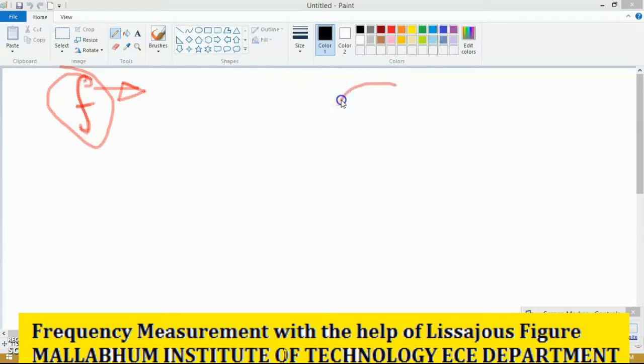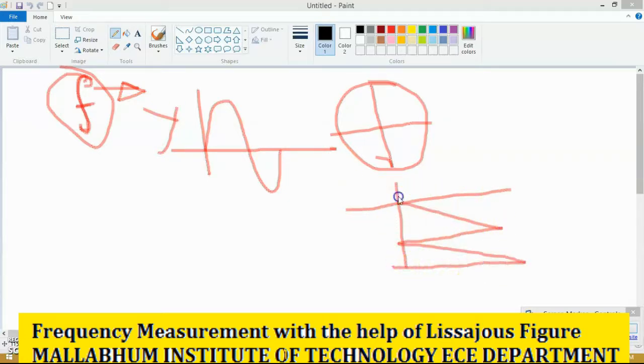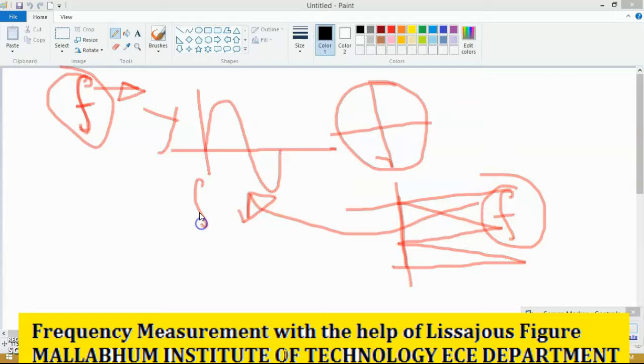In the case of the CRO, we are getting some sort of waveform at the CRO screen. For that purpose we have to apply an unknown voltage at the Y plate, and in the X plate we have applied some sort of ramp signal. Now the frequency of this ramp signal must be synchronized with the frequency of the vertical signal. This is the X plate signal, this is the Y plate signal. In normal operation, the X plate signal is the known ramp signal, and the Y plate signal is unknown.